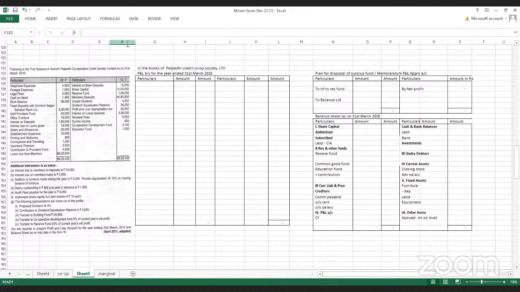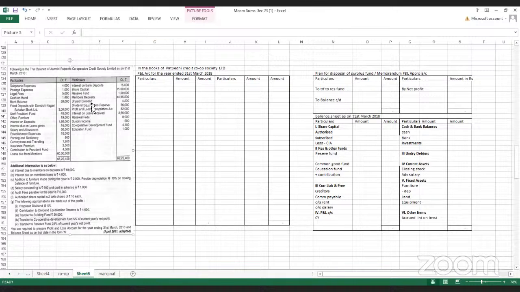Yeah, it's right. Good morning, students. Today I'll be teaching one more sum on cooperative housing societies. This is a sum of PAT PD, that is cooperative bank. Okay, so we'll be making final accounts. In cooperative societies final accounts, we have to make trading P&L if it is a trading society who is buying and selling goods to its members.